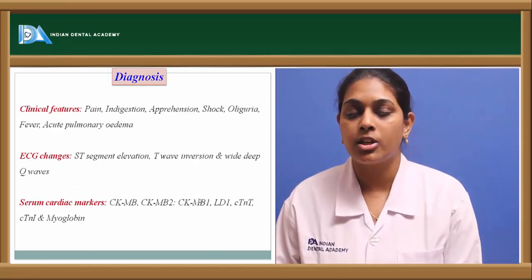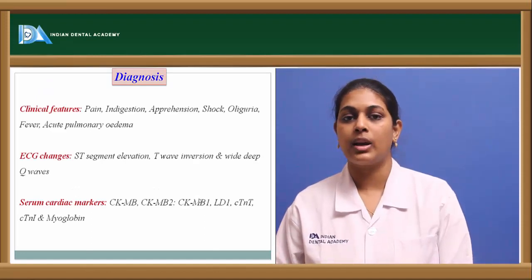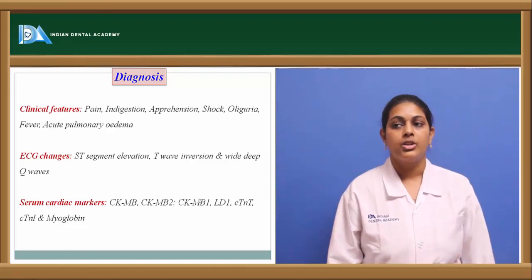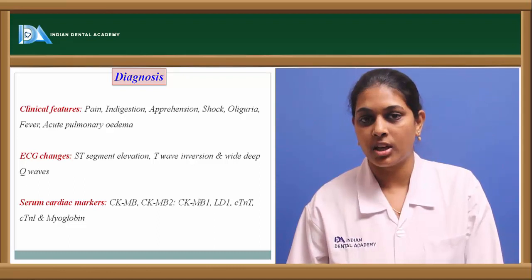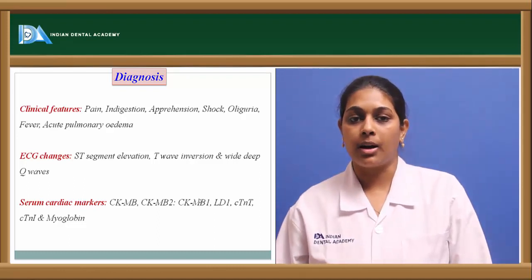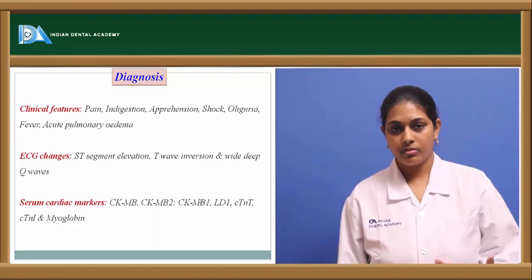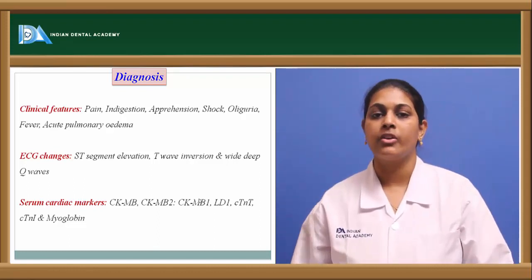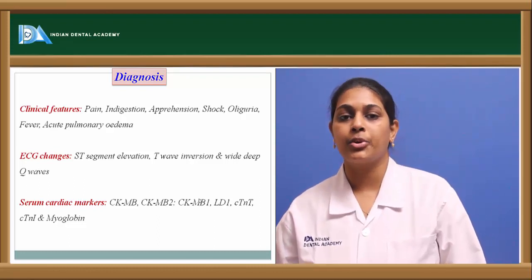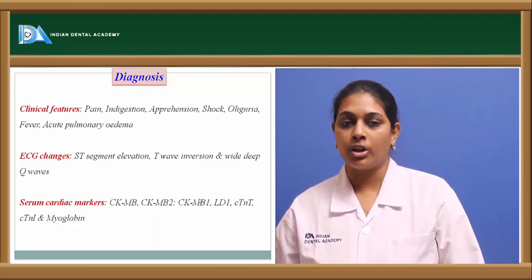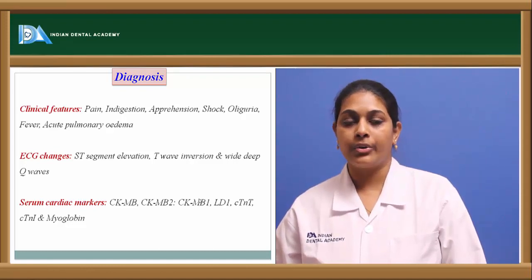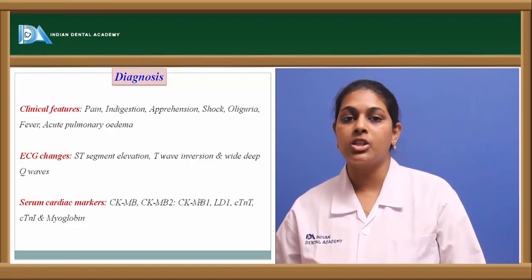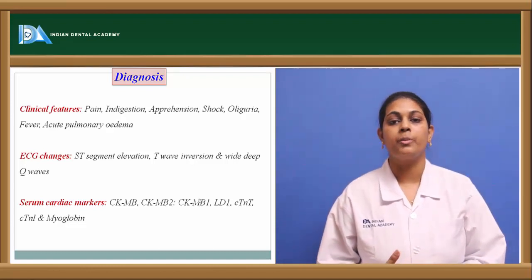Coming to the diagnosis, it is usually based on the clinical features, the ECG changes, and the presence of certain cardiac markers. Clinically, the patient complains of pain as well as indigestion. The patient is often in shock because of the hypotension occurring as myocardial ischemia results in an infarction, and oliguria, that is reduced urinary excretion, can be seen. The patient might also complain of fever, and pulmonary edema can be present.